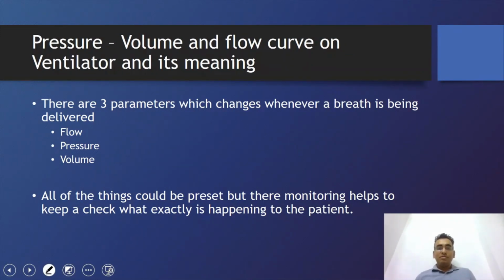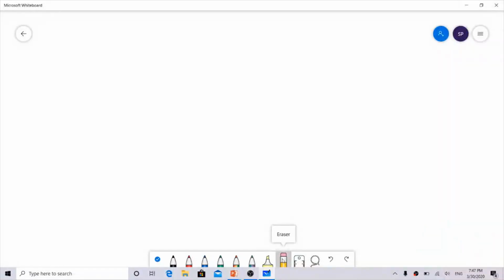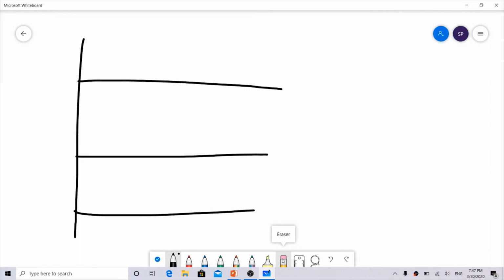Basically, whenever we are giving air to the patient through a ventilator, we are doing three things. The air will be given with a certain flow, there will be a certain pressure, as well as a certain volume. All these things could be preset, but when we monitor these, we actually get to see a lot of things in these patients. So we draw three types of curves. This is known as flow, this is the pressure, and this is the volume.